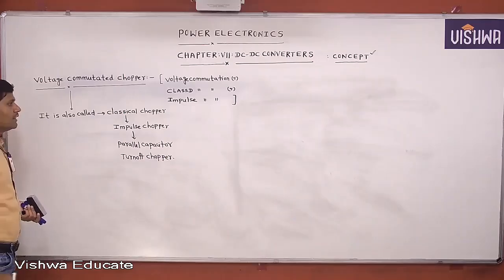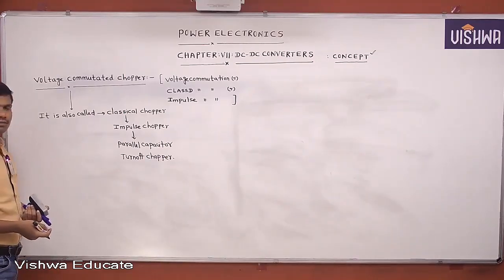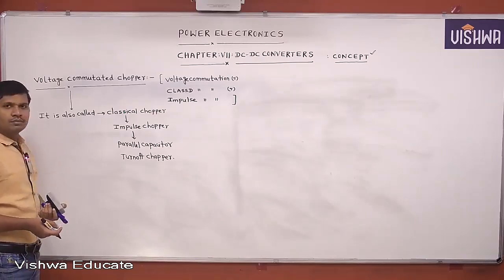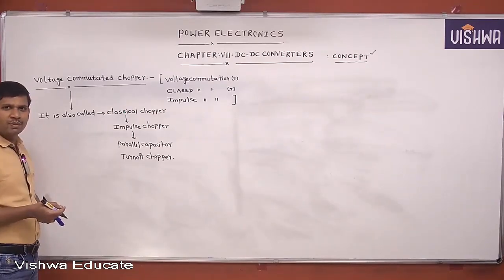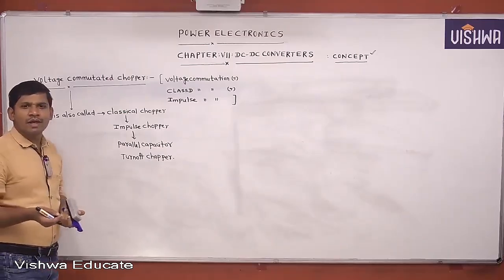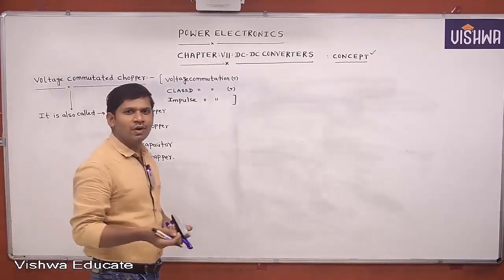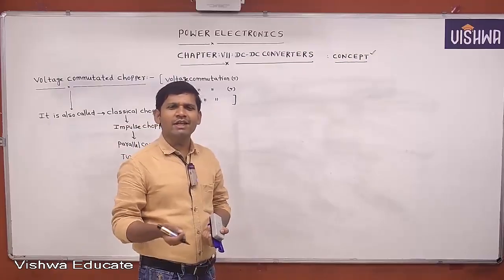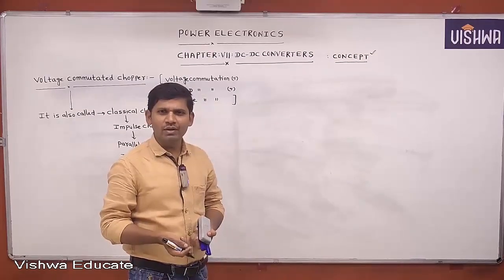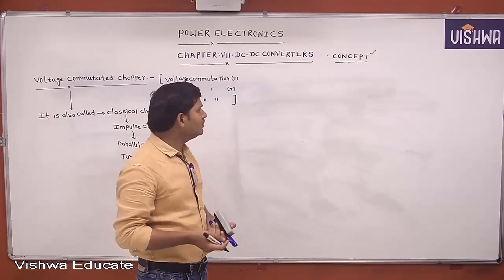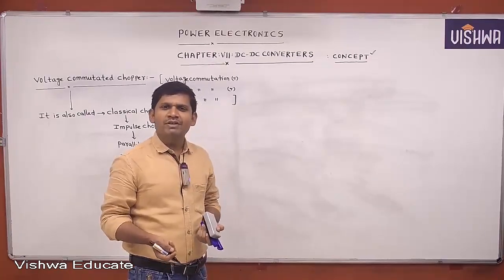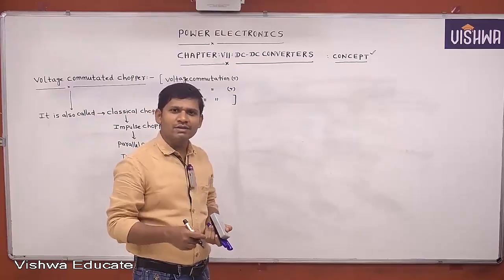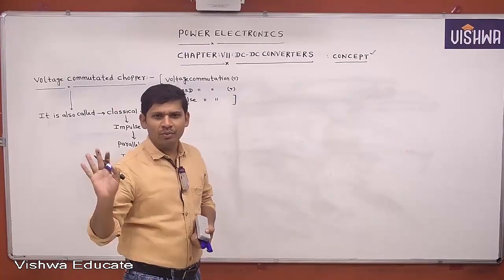Now see, first, what is the circuit for the voltage commutated chopper or voltage commutation? Then how will the thyristor be commutated in this chopper? That process I want to explain. The operation is not important from an objective point of view, only from a descriptive point of view. But the formulas I list out after explaining the operation, based on the analysis, are important for any competitive point of view.